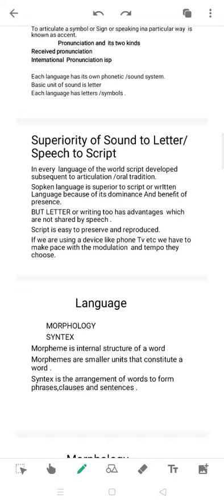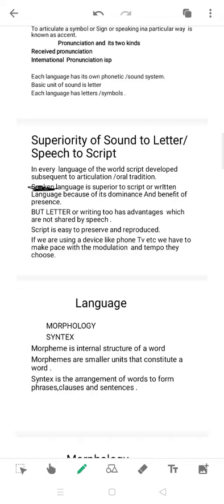So spoken language is superior to the script or written language because of the dominance and benefit of presence. Speech is always superior. It has also been said by Derrida in his essay From Text to Speech. When you speak something, it is always present. Your words leave an impression on the minds of your listener, and that is why speech gets precedence over the written language.